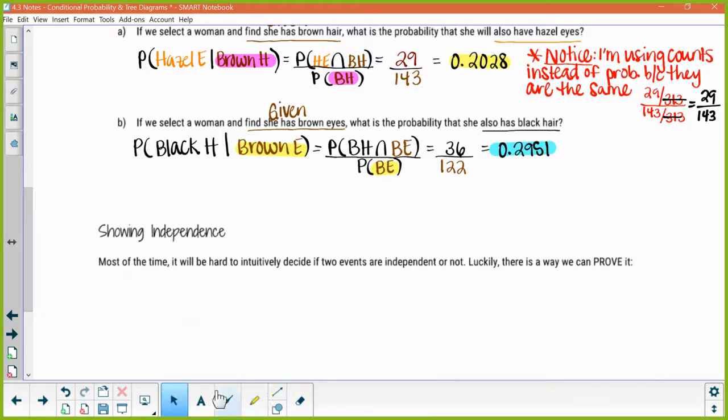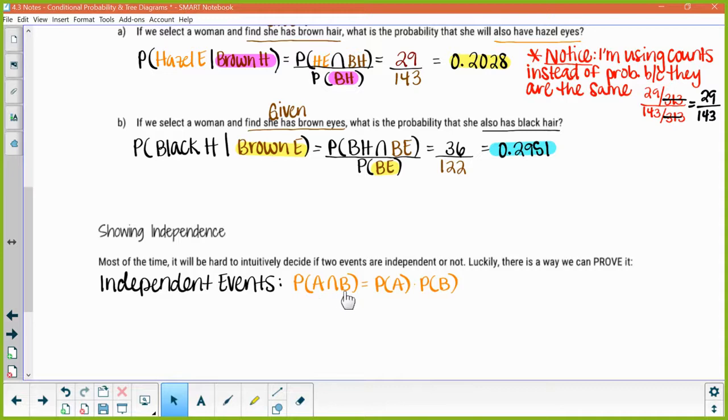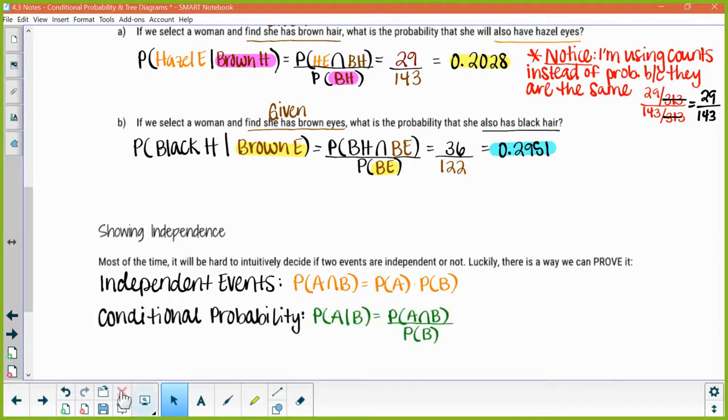So first, I have 2 things that I want you to recall. For independent events, the probability of A and B was just probability of A times probability of B. This is what we talked about in the last set of notes. And our conditional probability formula that we just used was probability of A given B is equal to probability of A and B over probability of B.